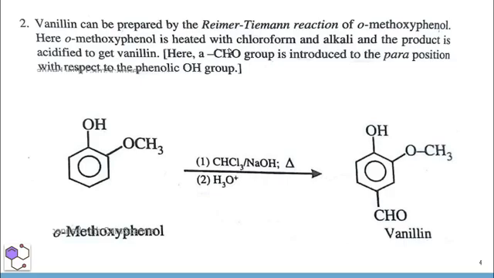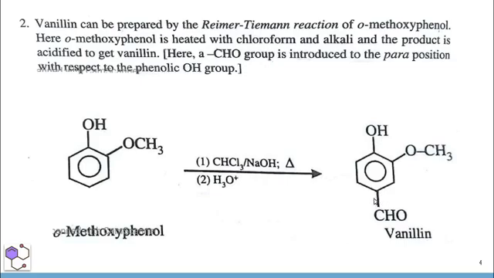In this method we are using the Reimer-Tiemann reaction of orthomethoxyphenol. Reimer-Tiemann reaction means when a phenolic compound is treated with chloroform and aqueous alkali, followed by acidification, we will get a compound in which a CHO group is introduced at the ortho position with respect to the OH group, or in some cases at the para position.